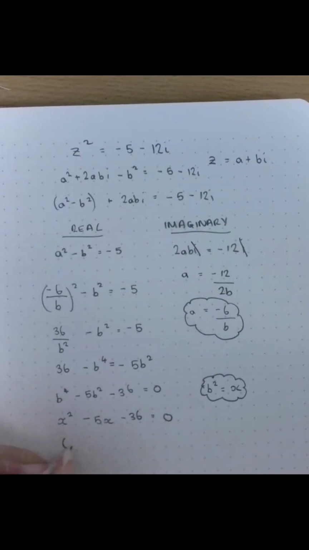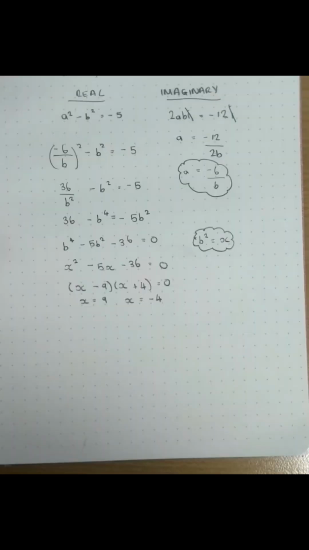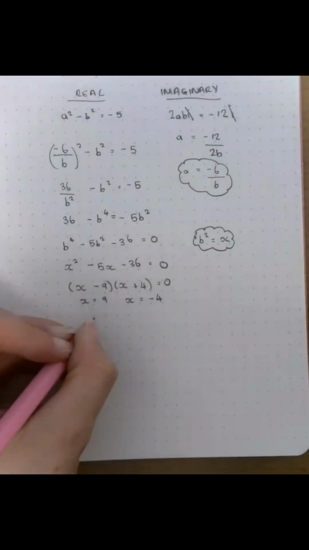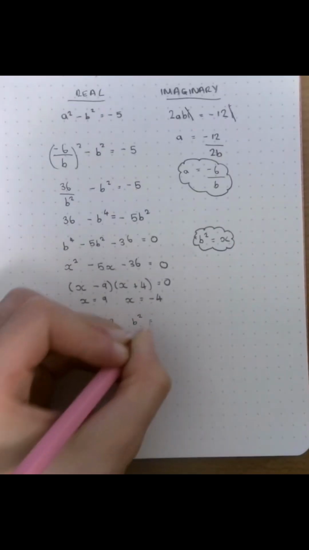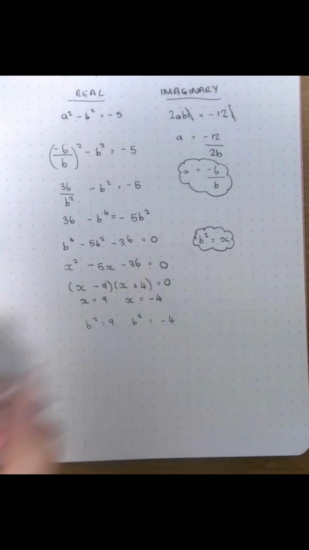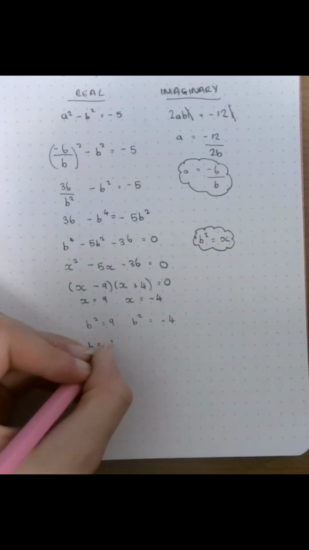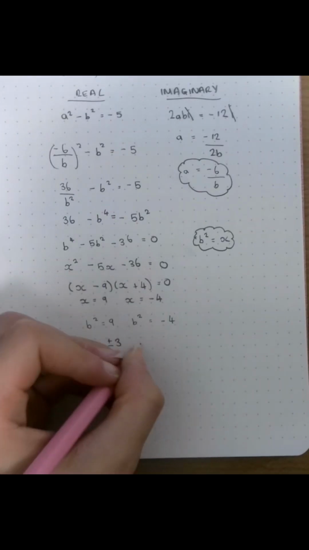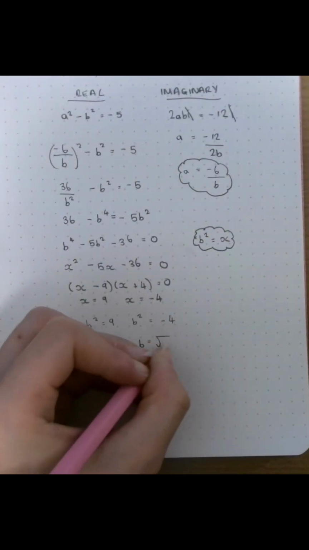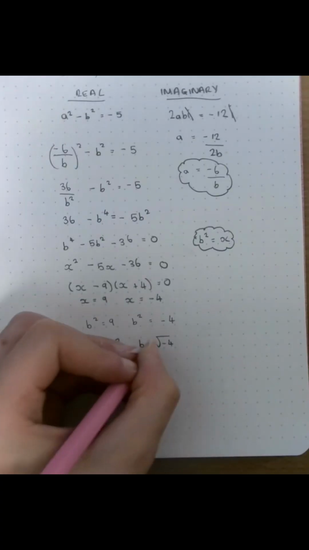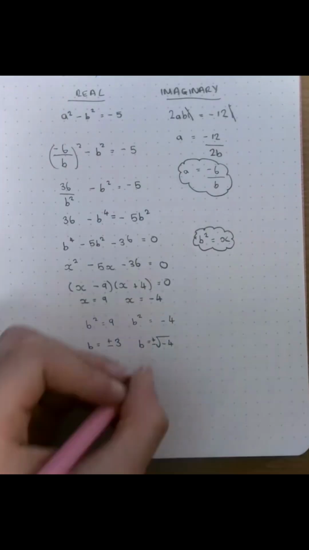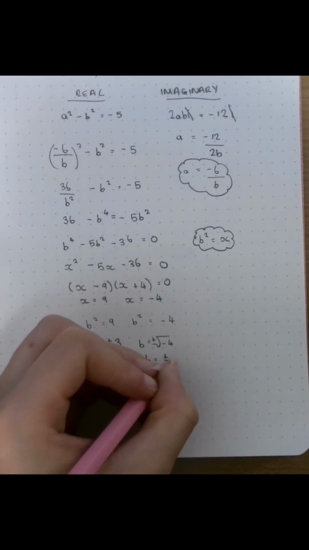Then that will factorise, that will become x minus 9 and x plus 4 is equal to 0, giving us x is 9 and x is negative 4. And then let's replace our x's with b squared. We end up with b squared is 9 and b squared is negative 4. So b squared is 9, if we square root that, that'll just be plus or minus 3. And then if we square root the other one, we end up with b squared is negative 4, so b is the square root of negative 4, which will be b is equal to plus or minus 2i.